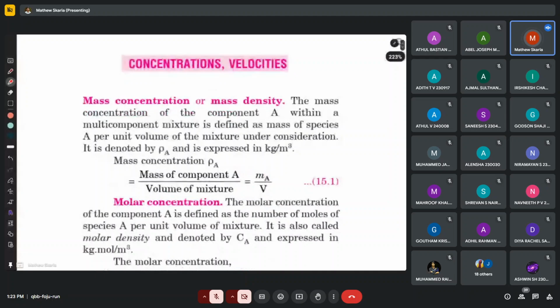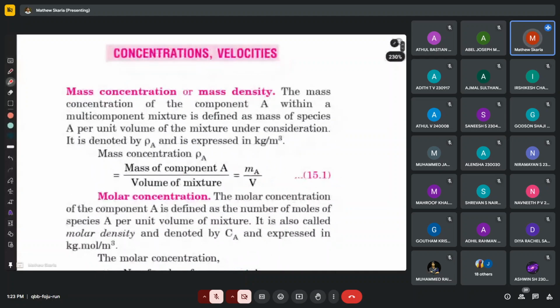So one of the definitions is mass concentration, or mass density. It is simply density. Density is nothing but the mass by volume. We know density is equal to mass by volume. So here we'll use other terminology, that is mass density or mass concentration.